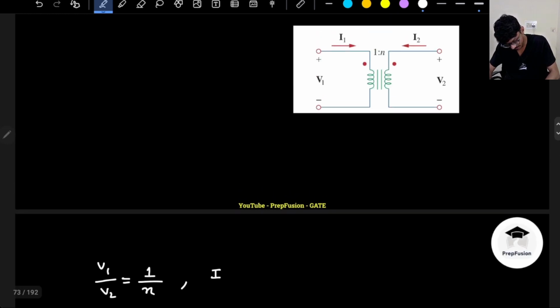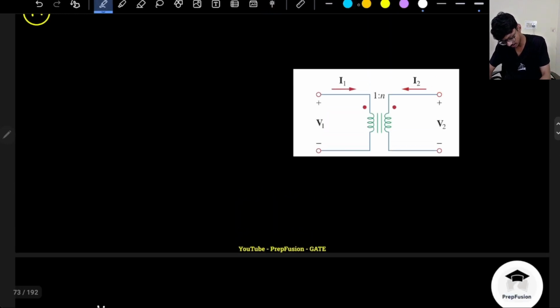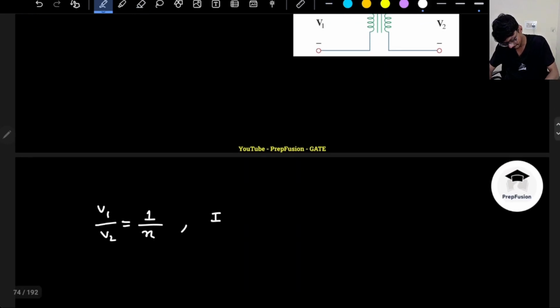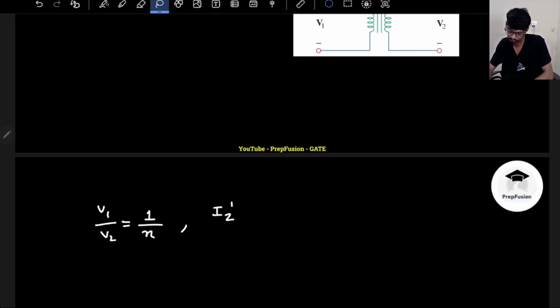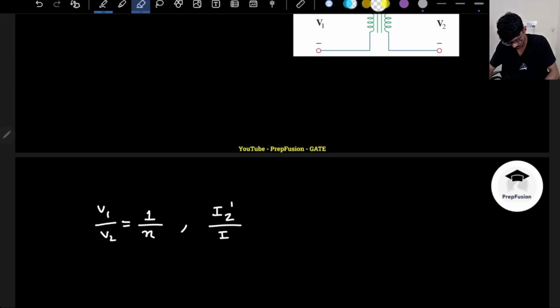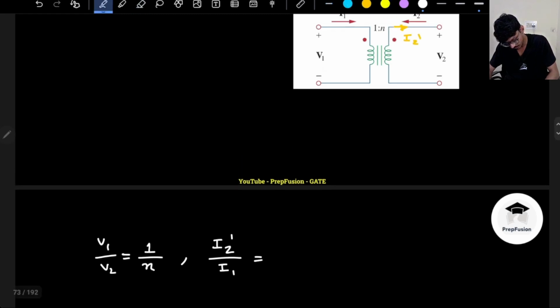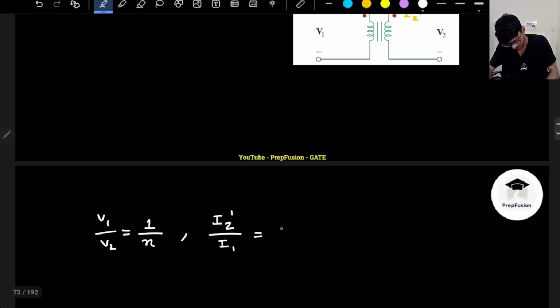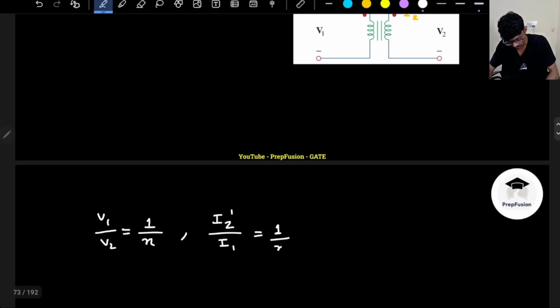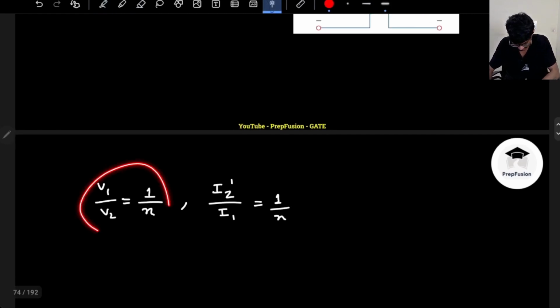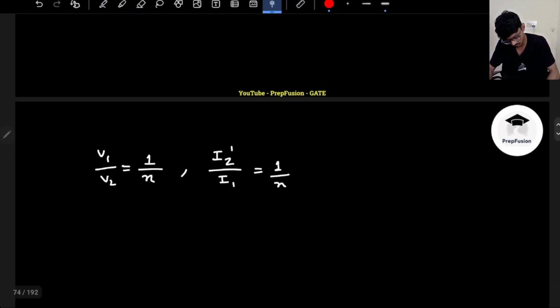And I1 by I2, remember this I2 is the port current direction, but actually the transformer current is in the opposite direction. This is I2 dash, so this will be I2 dash divided by I1. This will be the opposite side turns, that is 1 by n. Okay, so again, if you observe that the voltages are dependent, so of course the y parameter will not exist, but let's try to find it out.